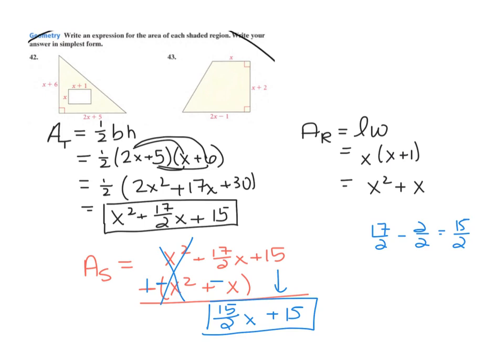Now number 43 is going to be similar, but if you remember, the area of a trapezoid is equal to 1/2 height times base 1 plus base 2.